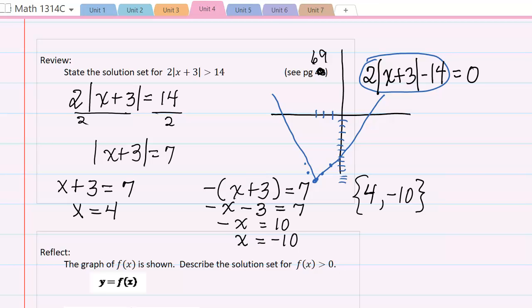If we let y1 be the absolute value function of 2 times the absolute value of x plus 3 minus 14, and y2 equal to 0, we are asking for what x values are these two graphs intersecting each other. Recall that y is equal to 0 is the x-axis, so we are also looking for the x-intercepts of the absolute value graph. We should find them at x is equal to negative 10 and at x is equal to 4. These are the solutions we found when we solved this equation algebraically.